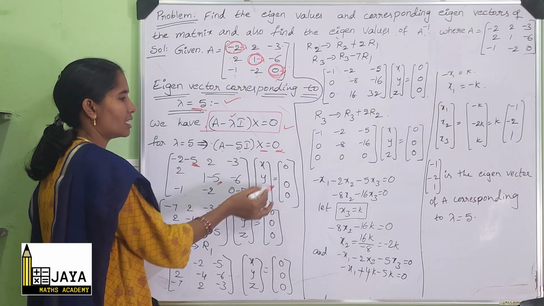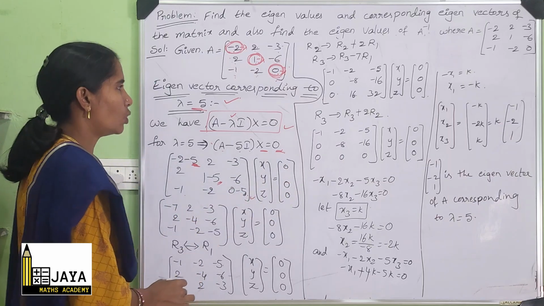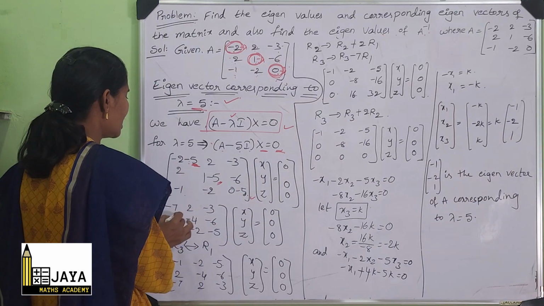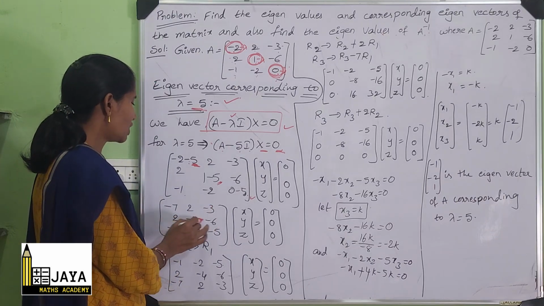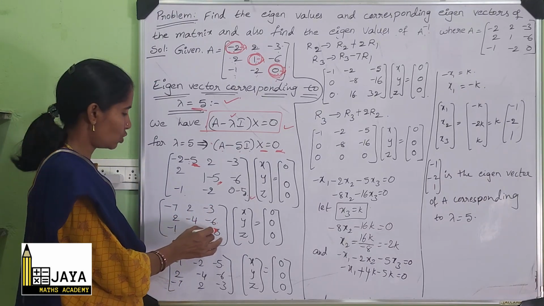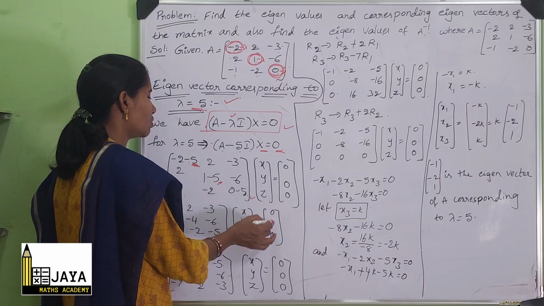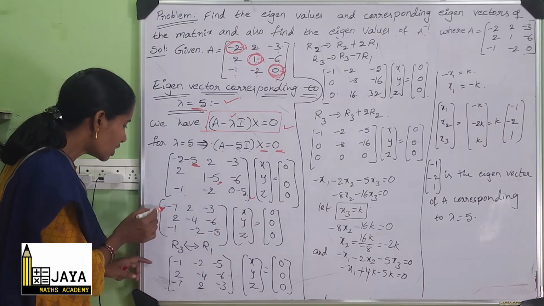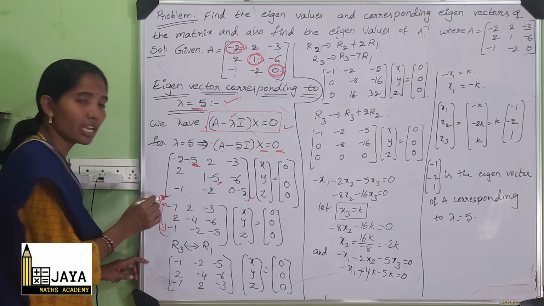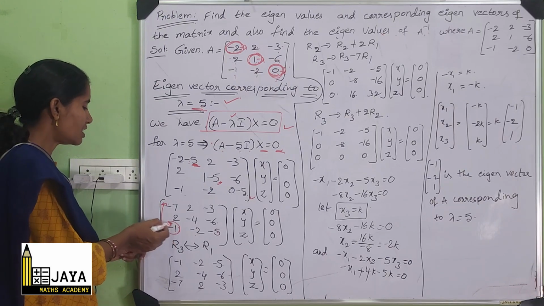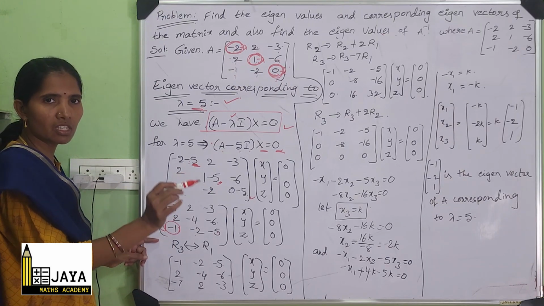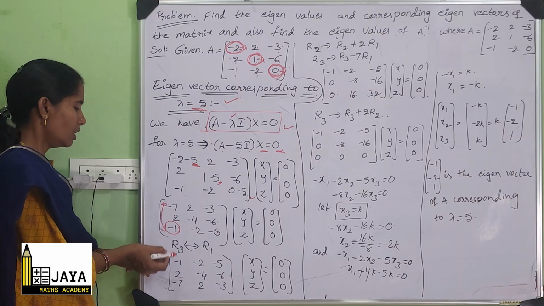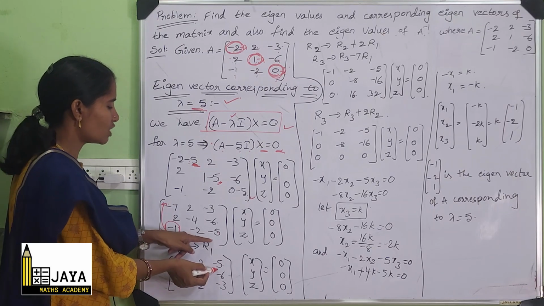Capital X is [x, y, z] equal to [0, 0, 0]. So here [-7, 2, -3; 2, -4, -6; -1, -2, -5] times [x, y, z] is equal to [0, 0, 0]. Here we are interchanging R3 and R1, because a 1 in the first row, first element makes it easy to calculate. So -1, -2, -5 is the new R1.